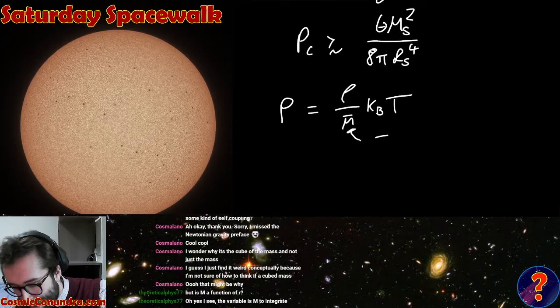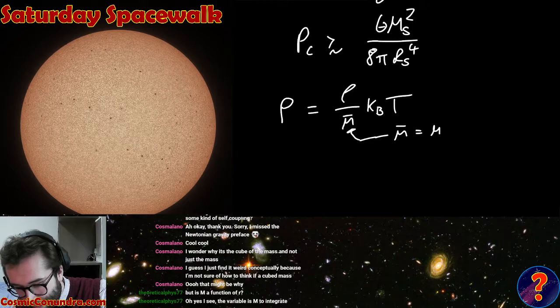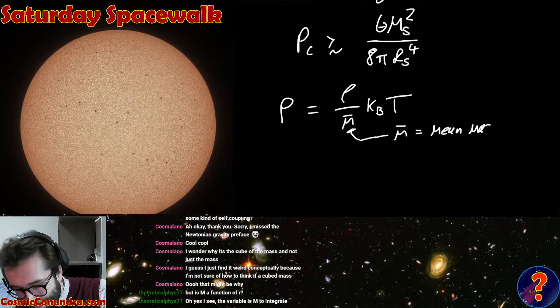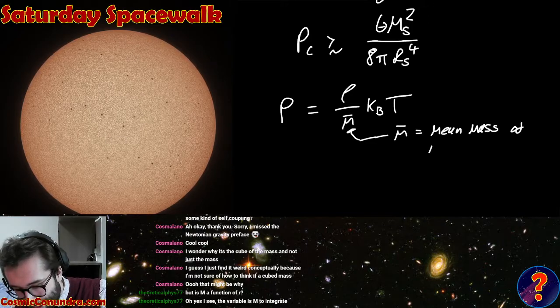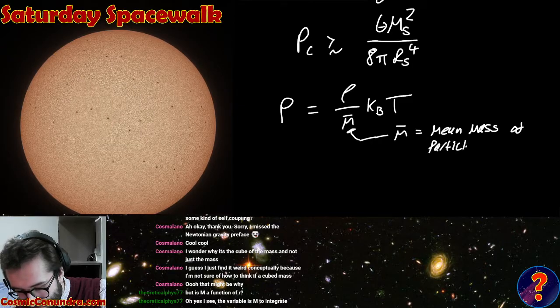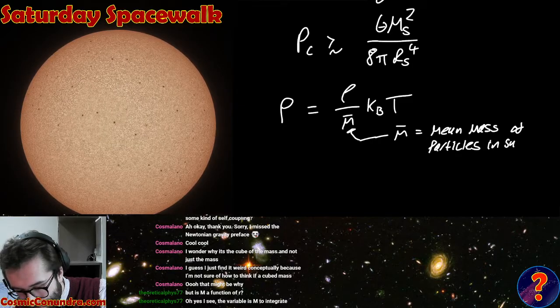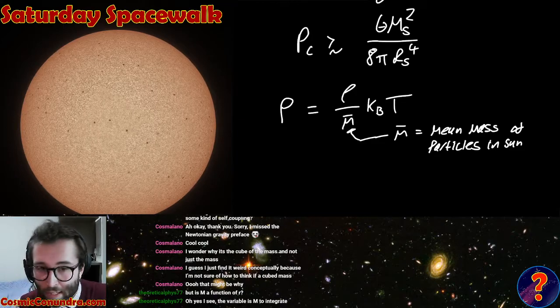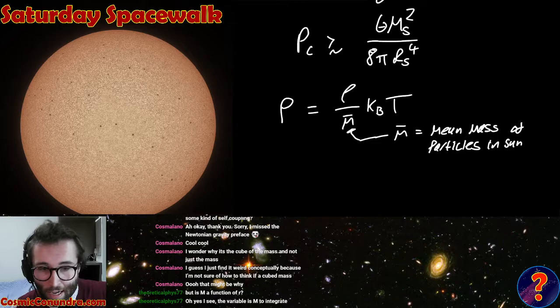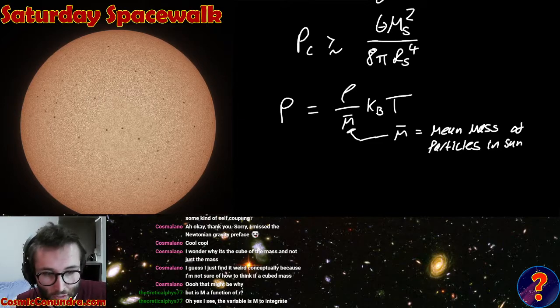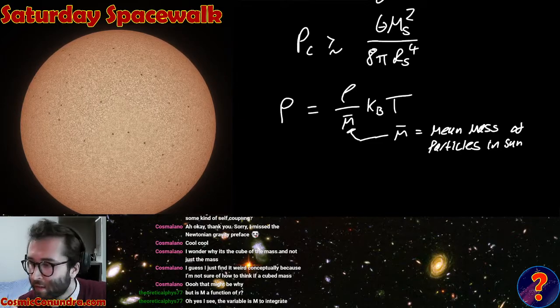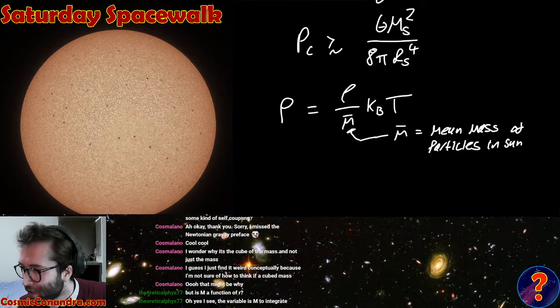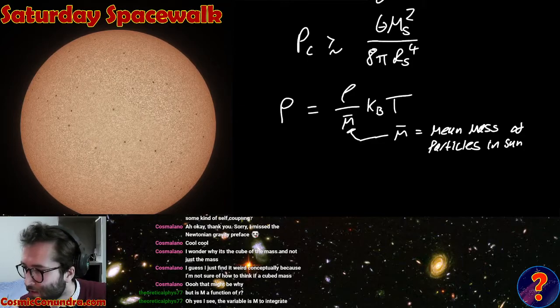So remember, this m bar here is the mean mass of particles in the Sun. So what particles are in the Sun? Well, to a good approximation, the Sun is mostly ionized hydrogen. Hydrogen, of course, is protons and electrons. So we have roughly 50% protons and 50% electrons.